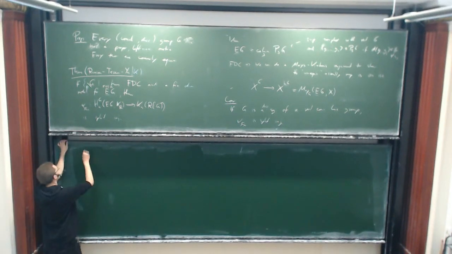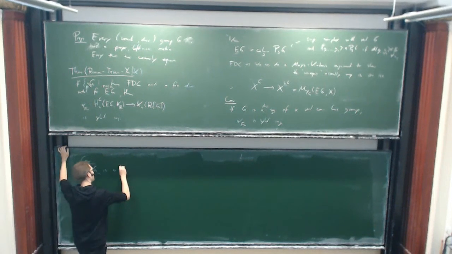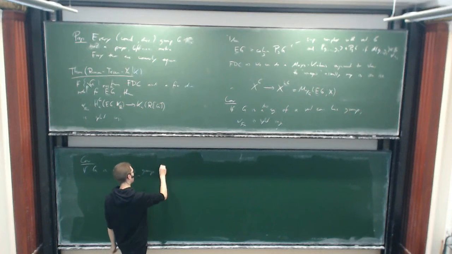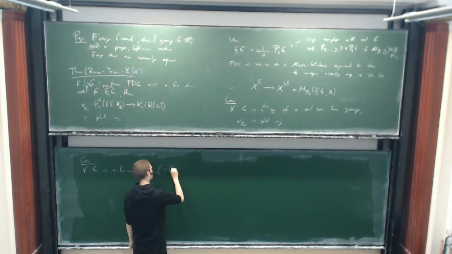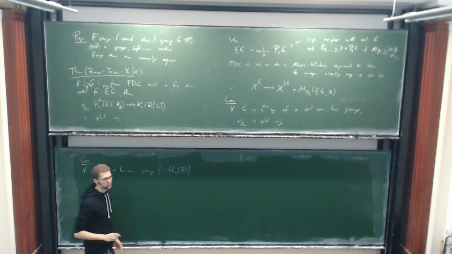So the second is if G is a linear group, and linear here means subgroup of GL_n(R), where R is some commutative ring with unit.